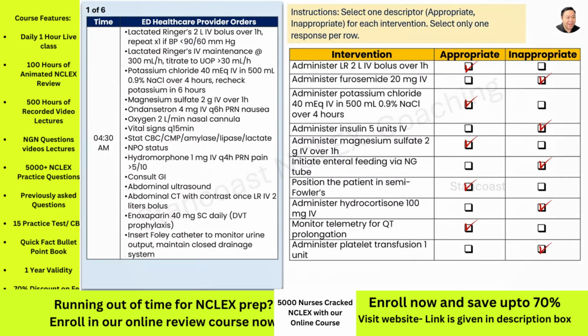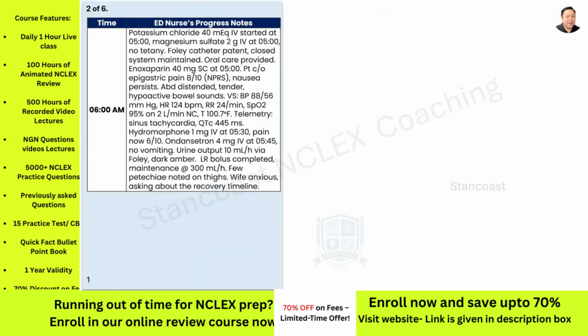Moving into our next item, we have a multiple response grouping. And there's an update regarding the emergency department progress notes. This was entered at 6 a.m. But it said here, potassium chloride 40 milliequivalents IV started at 5 a.m. Magnesium sulfate 2 grams IV at 5. No tetany. Foley catheter patent. Closed system maintained. Oral care provided. Enoxaparin 40 milligrams subcutaneously at 5.